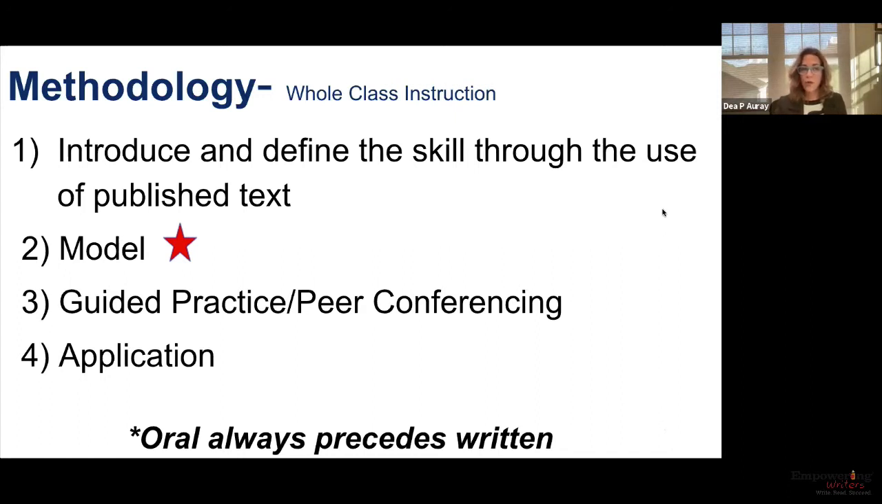Step number one is we introduce and define the skill through the use of a published text. For example, if I'm going to be teaching about elaborative detail, I'm going to show an example in text of what that looks like. And then I'm going to define why and how our author uses elaborative detail.